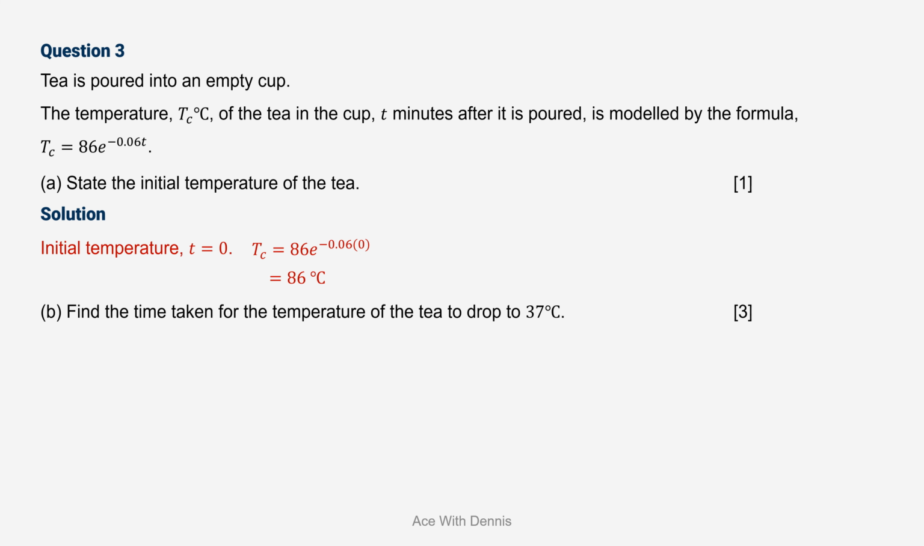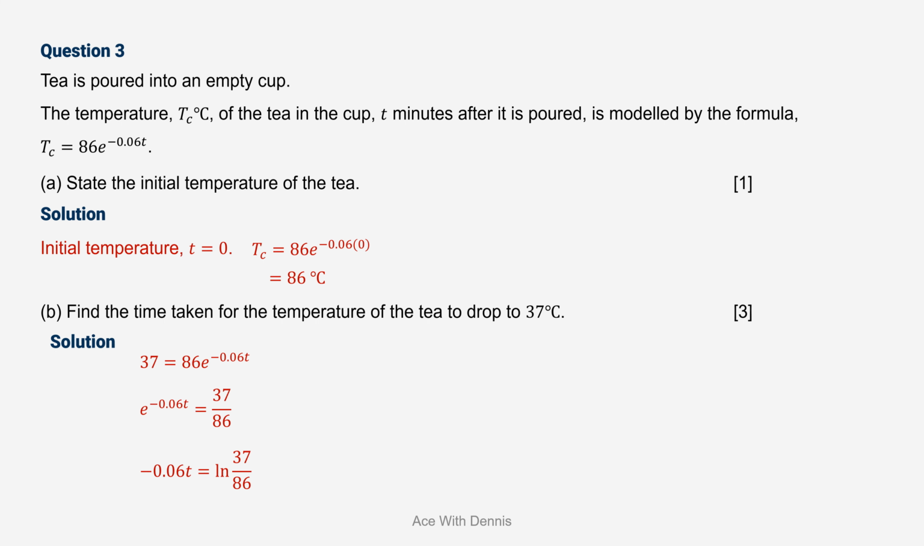B. Find the time taken for the temperature of the tea to drop to 37 degrees Celsius, 3 marks. So, when Tc equals 37 degrees Celsius, the equation becomes 37 equals 86 e to the power of negative 0.06 t. Then we solve this equation, making e to the power of negative 0.06 t the subject. It is equal to 37 over 86.